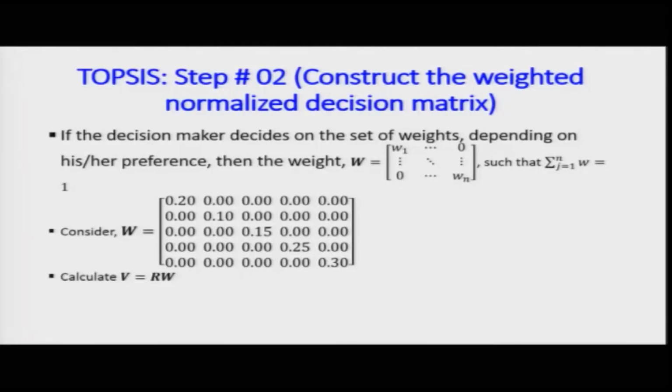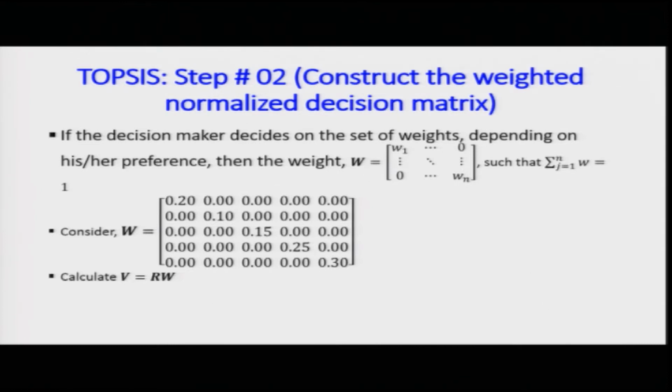If I am considering the fifth column, I am not considering criteria 1, 2, 3, 4. But now with the weights, I will basically weight them up and give a priority. So, these weights would give you the priority amongst the criteria themselves. If the decision maker decides on the sets of weights depending on his or her preference, the weights would be given by a matrix of size n cross n, where the principal diagonal would be the weights W1 to Wn, and all the values other than the principal diagonal should be 0.